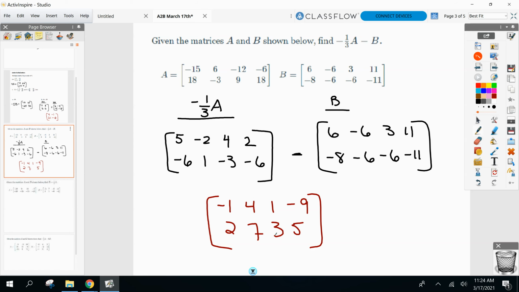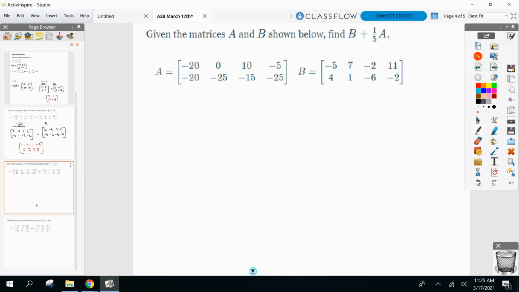All right, what I'm going to have you do is the next one on your own. Please do not do the last one. We have to do that one together because there's a little trick on the last one. All right, but go ahead. Matrix B plus 1/5 A. Go ahead. Take your time.